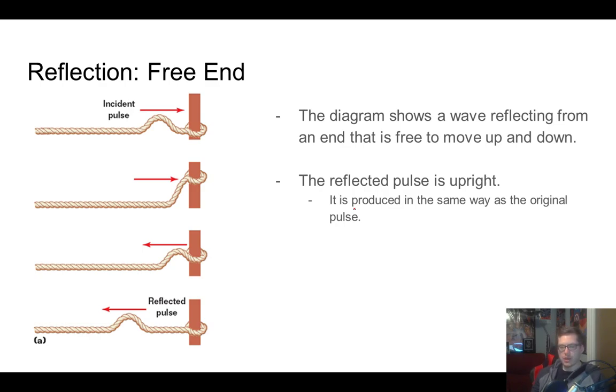So the rope here is tied to some pole that it can move up and down on. They flick the rope, this pulse travels to the right, and as it hits this post, the rope can go up and then come back down. When it does that, the reflected pulse is in the same direction as the incident pulse. They both have a positive amplitude in this case, so the reflected pulse is upright. This is what happens if your reflection has a free end.